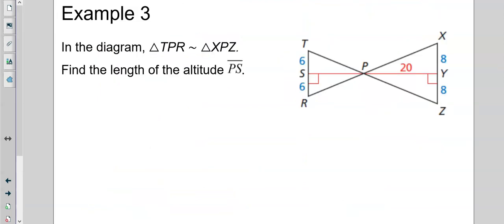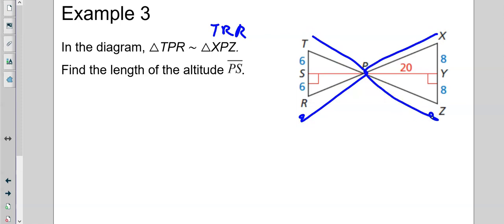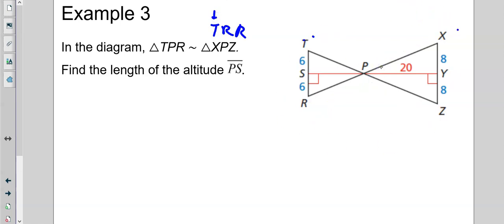All right, example 3. In the diagram, TPR is similar to XPZ. So TPR this way, XPZ this way. That means T and X line up, which we can see right here, just to keep the order. Find the length of the altitude PS. So we're looking for this piece right here.